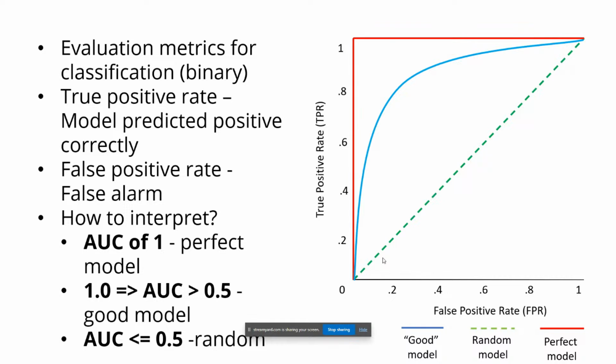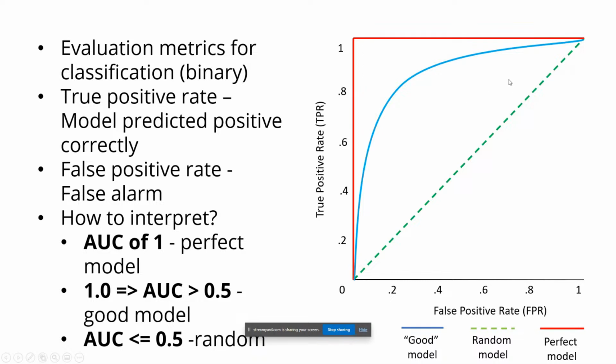A perfect model would be this red line here, where it basically predicts everything correctly every time. So there are no false alarms, and everything is being predicted accurately, if you will. All right, so that's how to interpret it: an AUC of 1 means it's a perfect model. An AUC of less than or equal to 0.5 is random.